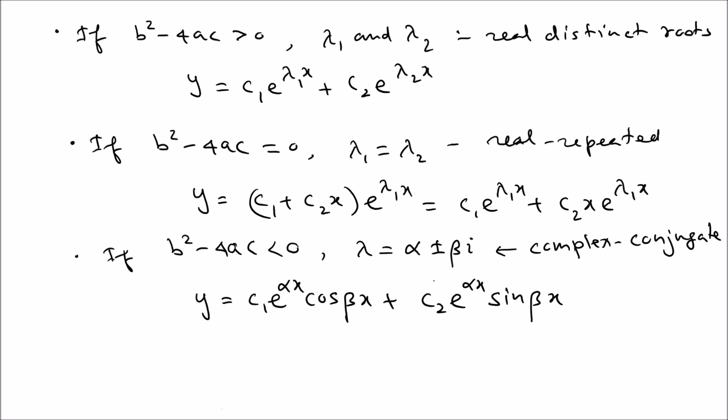So again, what happened in the first case? You get real distinct, real repeated, and then complex conjugate. And you can directly use the result. So let's see this in a problem or two. So let's look at this problem. Find the general solution of.